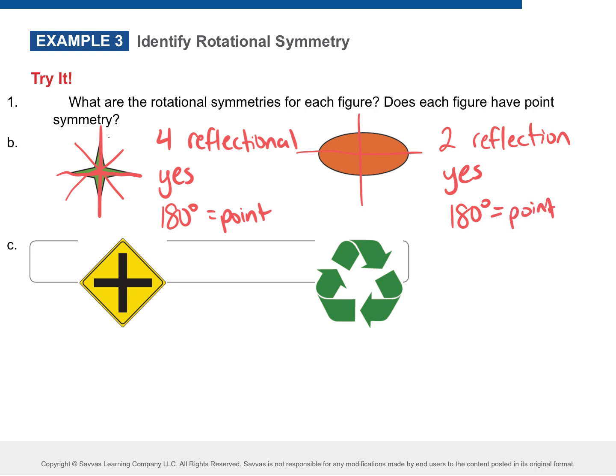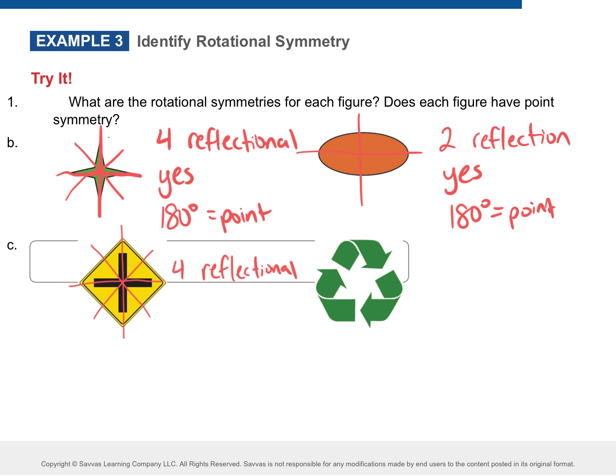What about 3C? Does everyone agree with 4? 4 reflectional? Okay. Again, with images like this, does the inside matter? What the inside looks like? Yes. The image on the inside does matter.